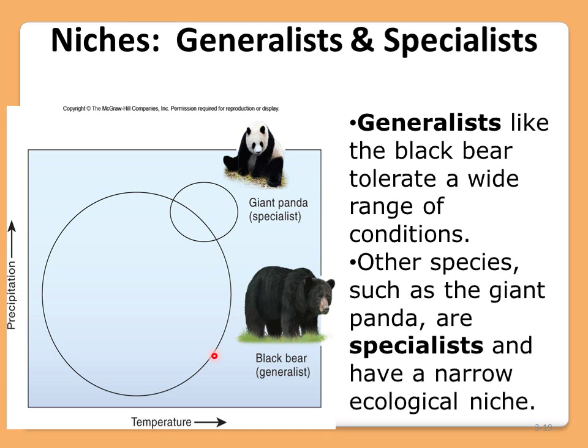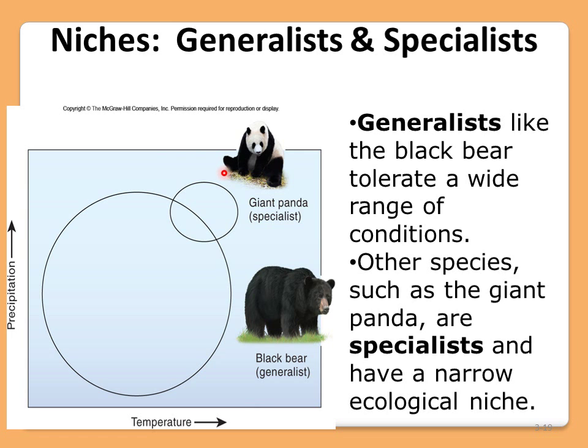If you look at the temperature going along your x-axis, the black bear, this big circle here, can live from pretty cold to pretty warm, and from pretty dry to pretty moist. The giant panda, on the other hand, can only live in this little window of pretty warm temperature, and on precipitation, it can only live in this little window of pretty moist. It has to be pretty warm and pretty moist. It has to have bamboo.